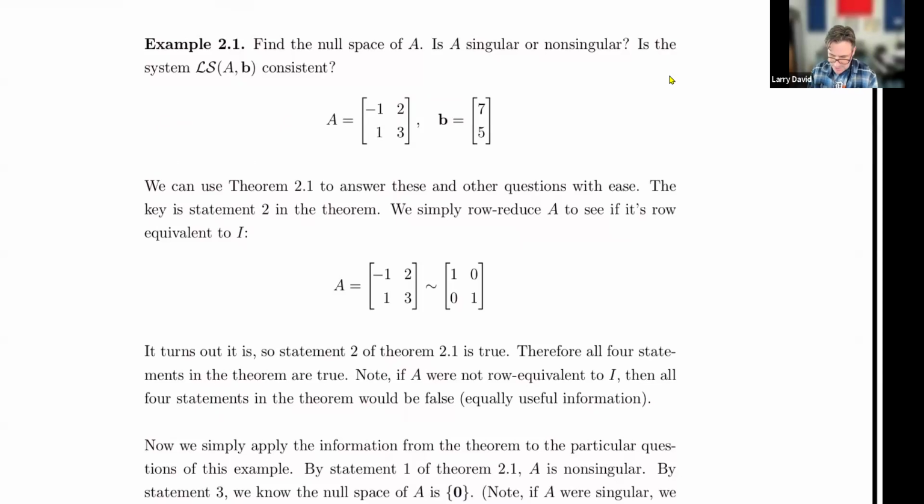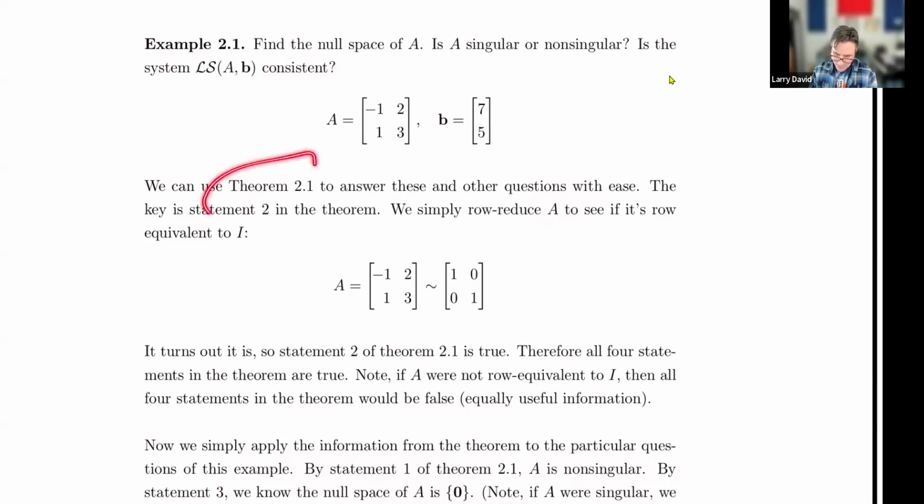We'll do a few examples. So first, here's a matrix A and a vector B. We see that A is a 2 by 2 matrix, B is a vector in C2. And we're asked to find the null space of A, and then we're asked if A is singular or non-singular. And then we're asked, is this linear system with A as the coefficient matrix and B as the constant vector, if that is consistent?